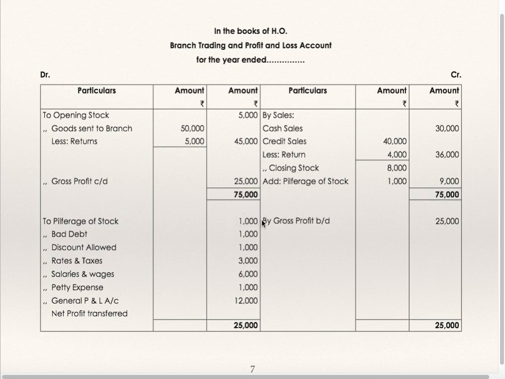Uninsured, so the entire amount is to be debited to profit and loss account. Bad debts, discount allowed, rates and taxes, salaries and wages, petty expenses. The balancing figure is net profit of branch, which is to be transferred to general profit and loss account.